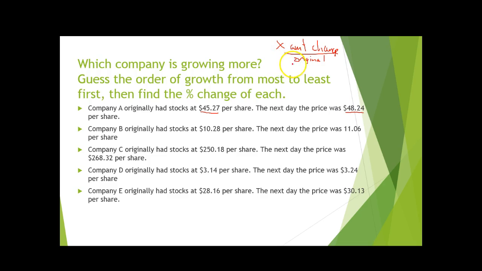Do we know the original amount? It originally had stocks 4527. Yes. So that's 4527 in the first problem, and 1028 in the second, 250.18 in the third, and so on and so forth.